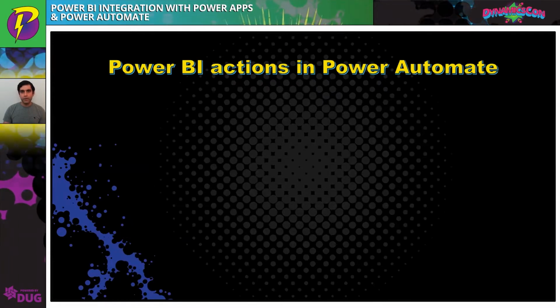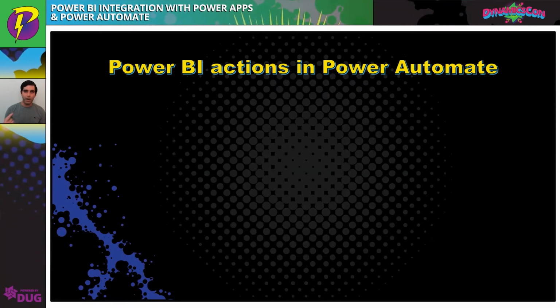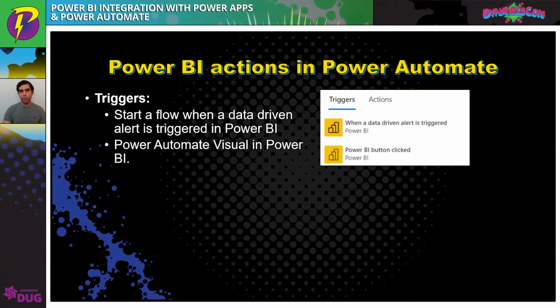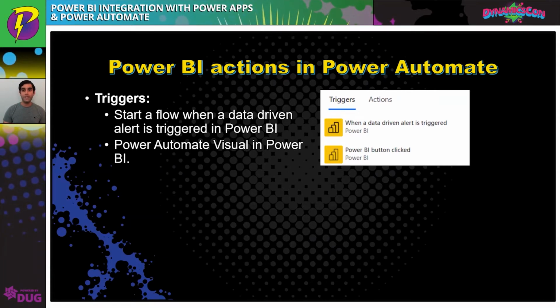And finally, if you want to go the other way around, what are the different actions that we have in Power Automate related to Power BI? We have two things in flow. One is triggers, which basically trigger the flow or start the flow. There are two triggers available. The first one is when a data-driven alert is triggered from your Power BI report, so you can call a flow and take specific actions. The second is when the user clicks a button, which is nothing but that flow visual that I just explained in the previous slide.